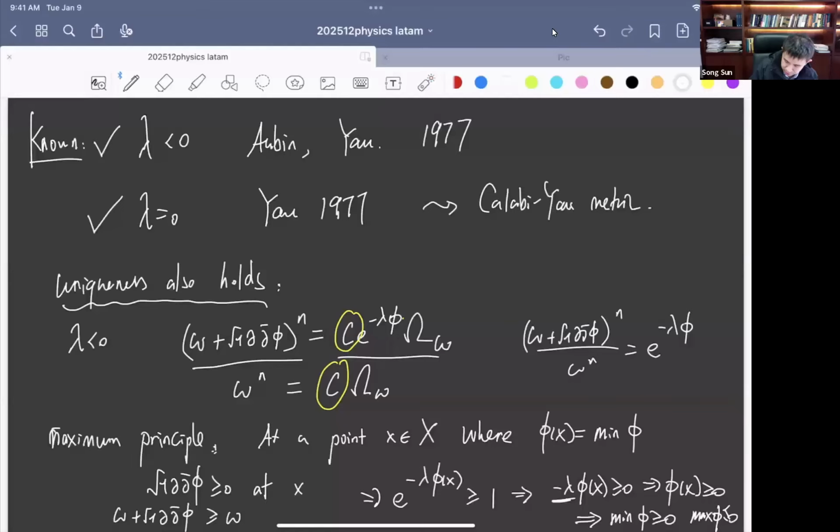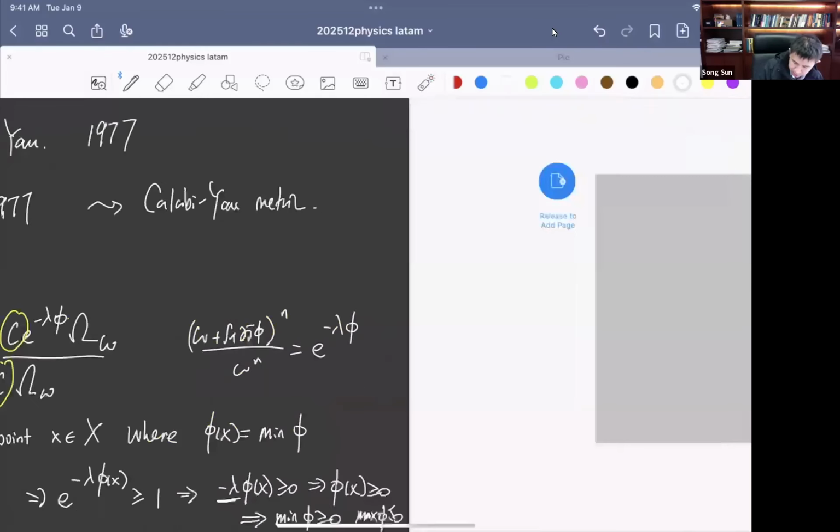So this proves the uniqueness when lambda is smaller than 0, and from here you already see the signs match. And when lambda equals 0, this will not work by the maximum principle, but it's another case. People say in PDE there are two techniques. One is the maximum principle, and the other one is integration by parts. So here we have to do integration by parts.